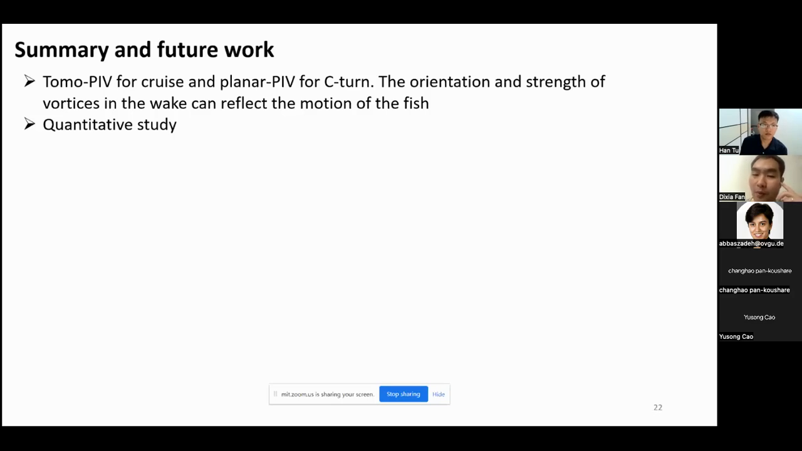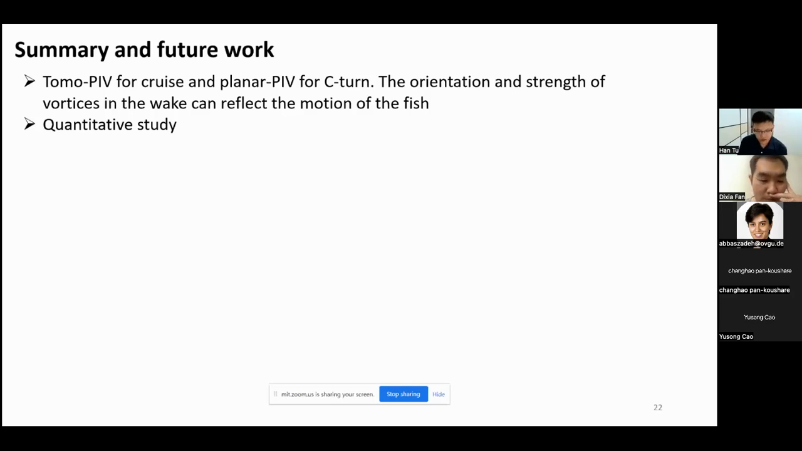So from your perspective, if we want to do such an experiment, basically manipulating the fish using another wake generator, how difficult might this be, and what insight might you get from that, from the tomo PIV and the regular PIV?